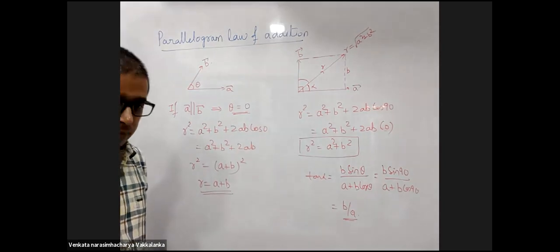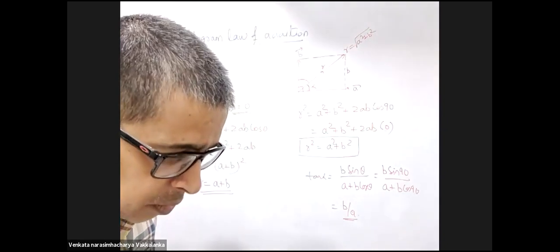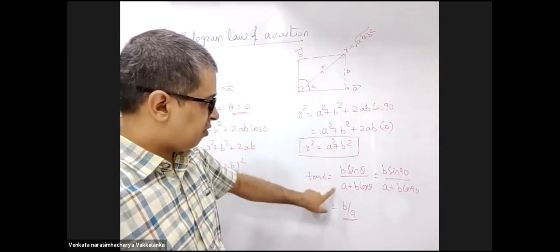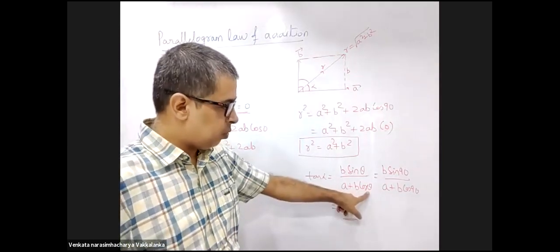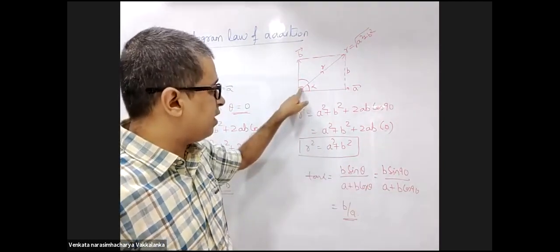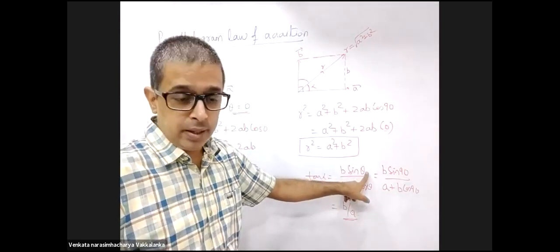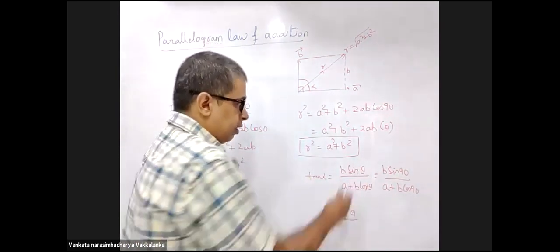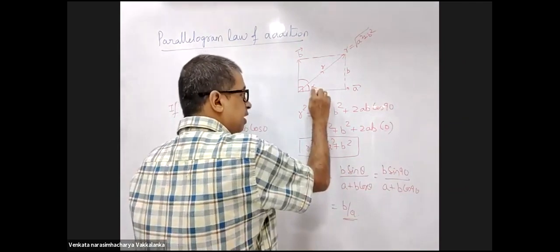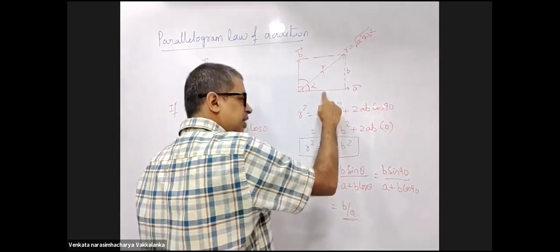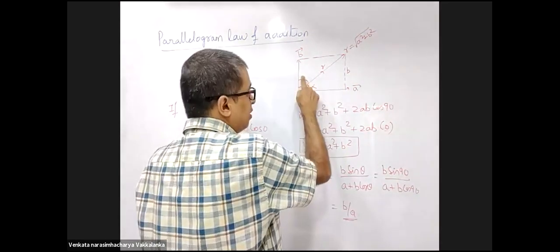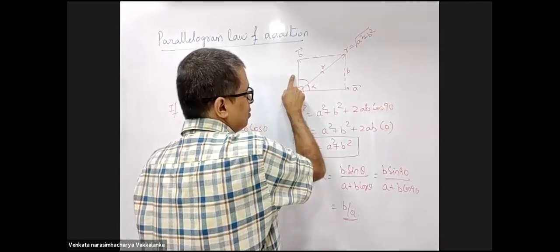I did not understand the tan alpha part last time. From the formula given to you, B sin theta upon A plus B cos theta, where theta is the angle between A and B, which is 90 degrees. Either you substitute theta as 90 and get B by A, or directly see tan alpha is opposite side by adjacent side. If you take this as alpha, then tan alpha will be A by B.